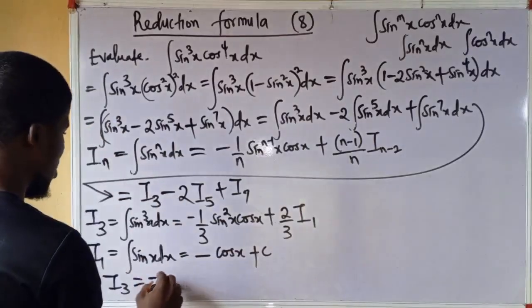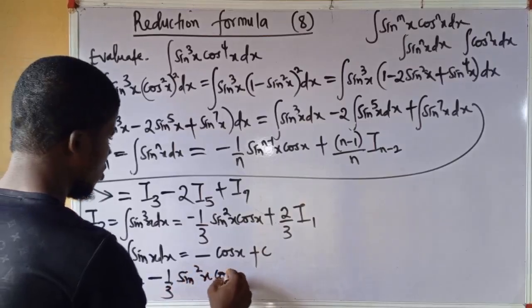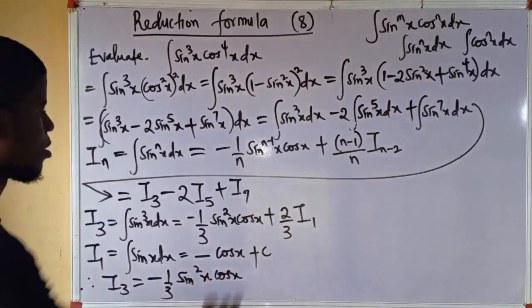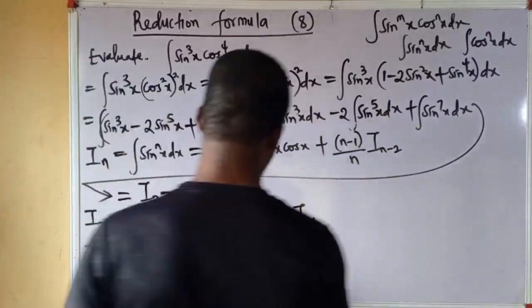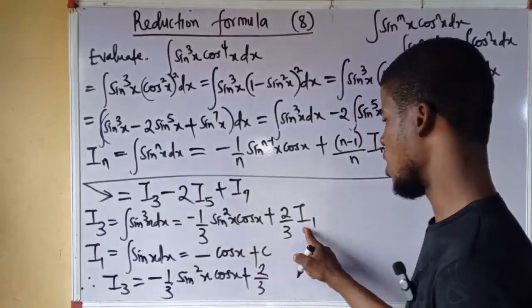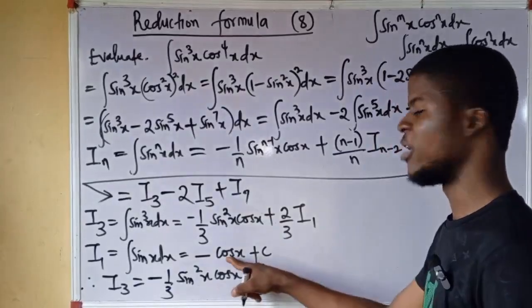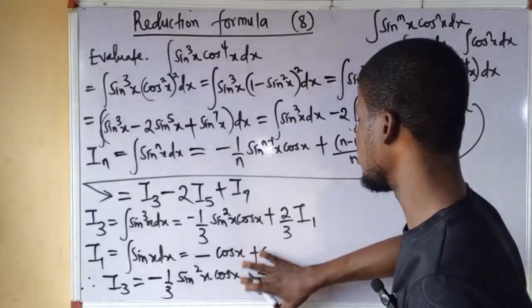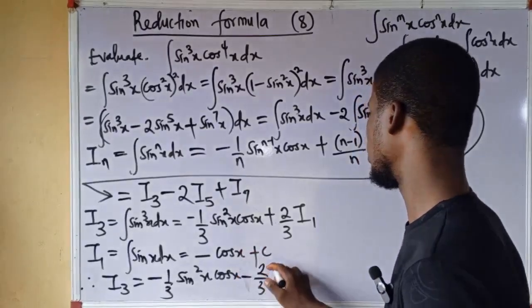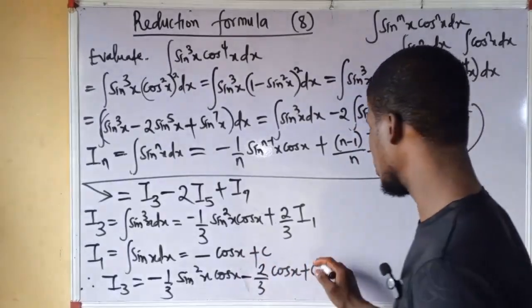So this is simply minus 1 over 3 sine squared x cos x, okay, plus, this will be 2 over 3. In place of I1, I'm free to write minus cos x. So this is 2 over 3 times minus cos x, and that is actually minus 2 over 3 cos x plus the constant of integration. So this is our I3.